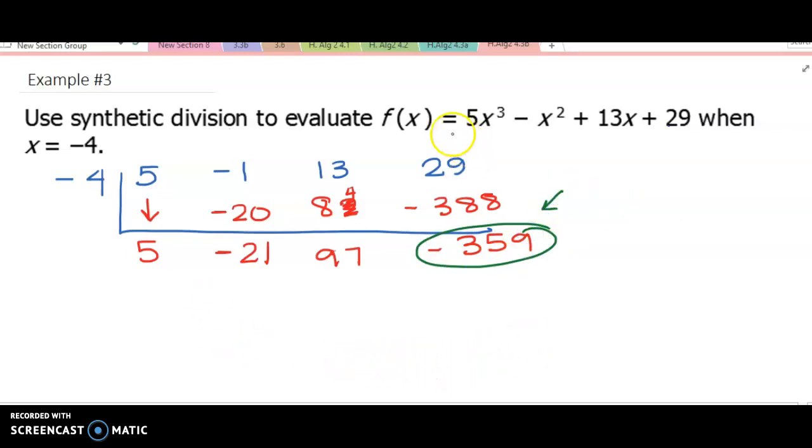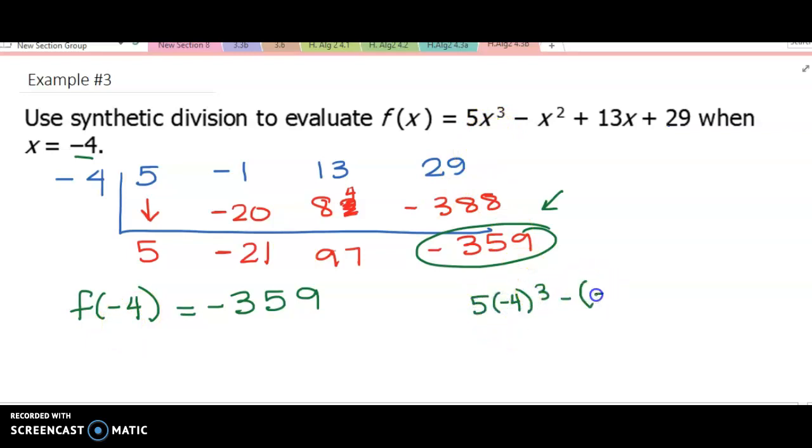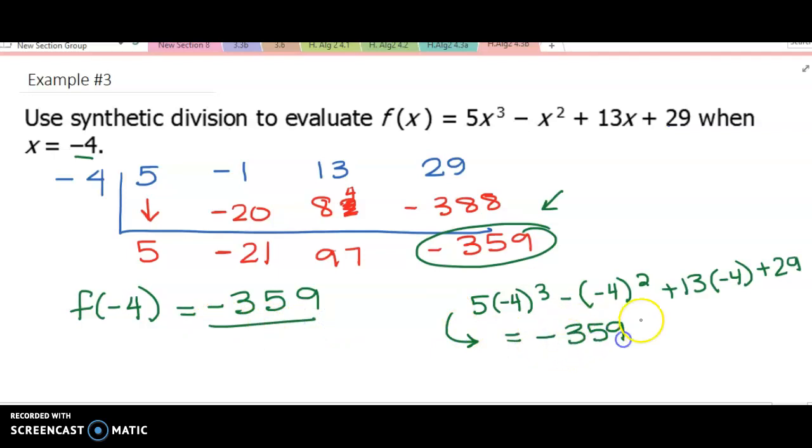Okay, that means that in this function, f of -4 has to equal -359, at least as long as we did our synthetic division correctly, it does. Okay, so if we plug in -4 into this equation, so 5 times -4 cubed minus -4 squared plus 13 times -4 plus 29, if we do that, this will equal the remainder. Okay, if you don't believe me, put it in your calculator, double check it. It's actually pretty darn cool.